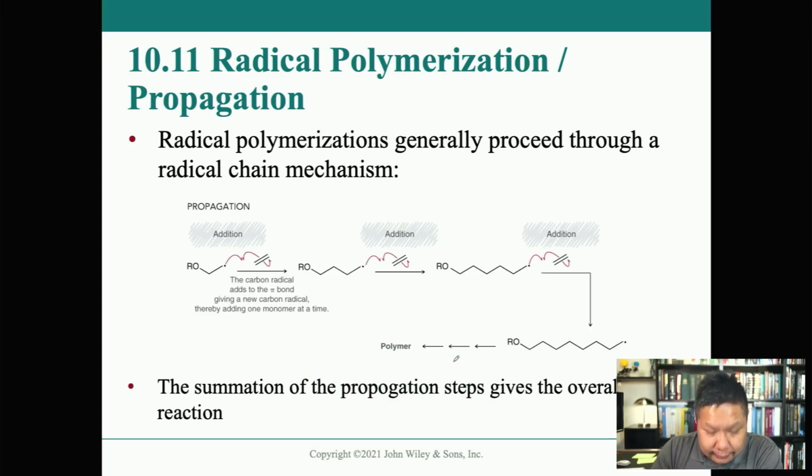Then that carbon radical will continue the propagation by having that radical from that original carbon come and join up with another electron from another double bond, another pi bond, leaving you with another carbon radical. And this process just keeps on going over and over and over again. Before you know it, you get a really, really long carbon chain. The summation of the propagation steps gives the overall net reaction, okay?